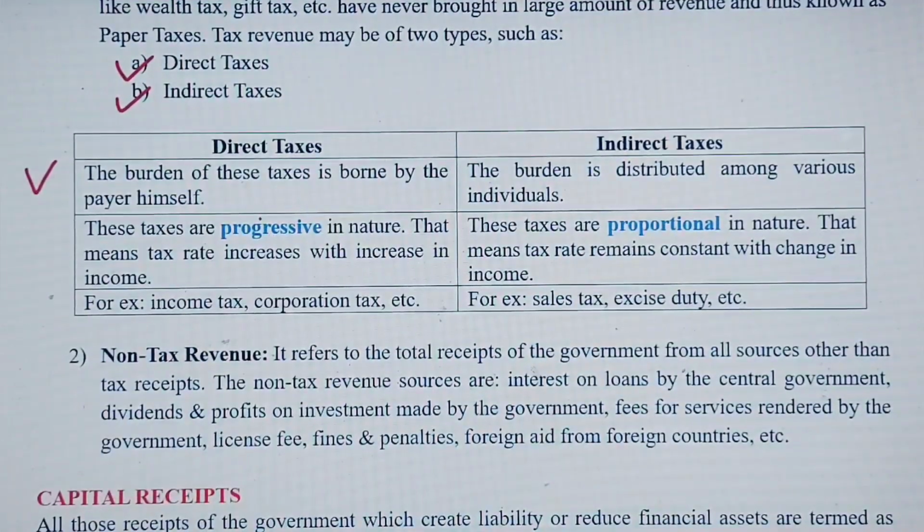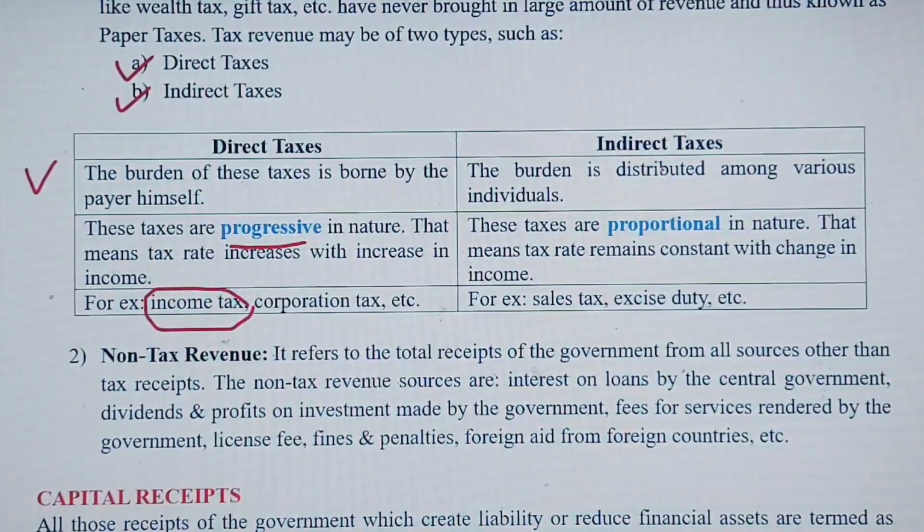Direct taxes are directly borne by the payer himself, and these are generally progressive in nature. That means it increases with the increase in income. The more the income, the more the direct taxes will be. For example, income tax. We pay income tax on the basis of our income, so if we earn more, we have to pay more income tax. So these are called progressive taxes or direct taxes.